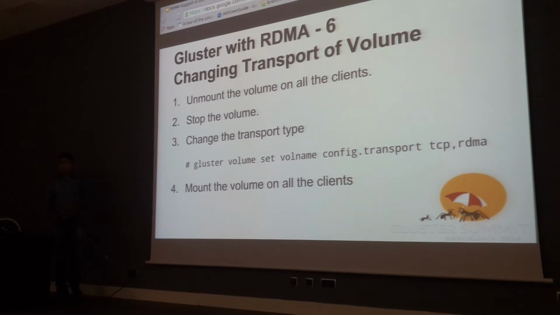This is for admins who want to convert their already existing volumes into RDMA volumes. We know a few community users who have IB devices with them, 40G IB devices, and they are currently using it in IP over IB mode using TCP. So if you would want to make use of RDMA support, this is the procedure for that. Just unmount the volume on all the clients, stop the volume, change the transport type by volume set, and then you are ready to use it in RDMA.